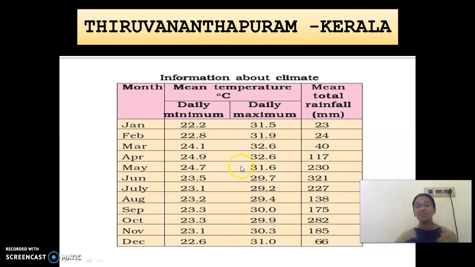The second graph shows the average rainfall and daily minimum and maximum temperature in Kerala, in a place called Thiruvananthapuram. Compared to both of these, the temperature is low in Jammu and Kashmir, but rainfall is higher in Kerala. So which place is considered cool, children? Kerala or Jammu? Yes, Jammu and Kashmir is considered the cold place compared to Kerala.